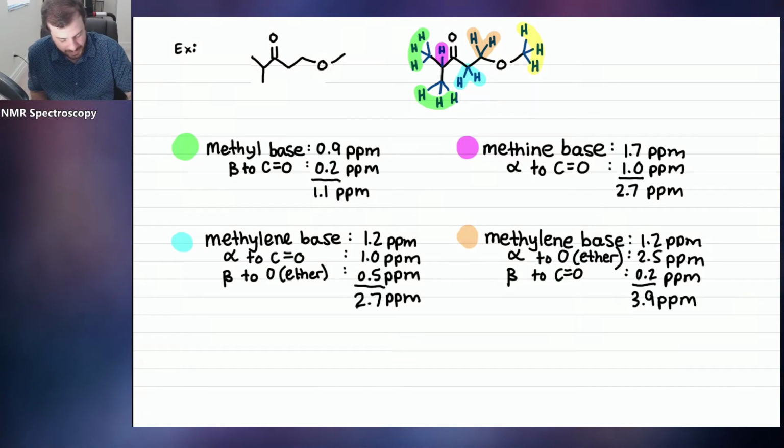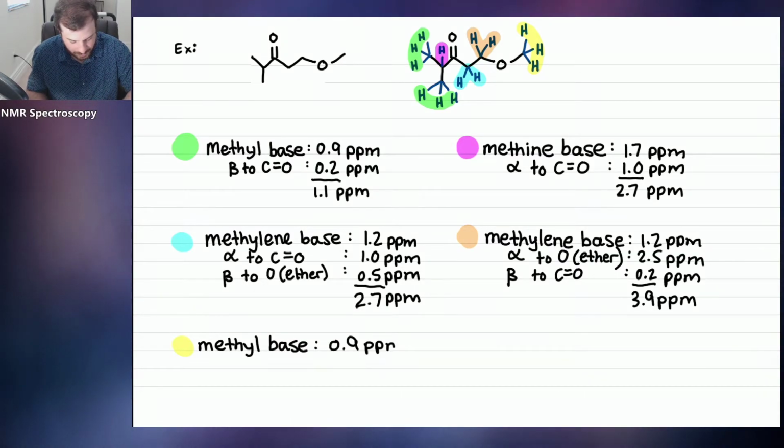Okay, finally, yellow. The yellow is a methyl base. It's a methyl group. The methyl base is 0.9 ppm. And this one is just alpha to O of an ether, so that's plus 2.5 ppm. And so that's going to add up to 3.4 ppm.